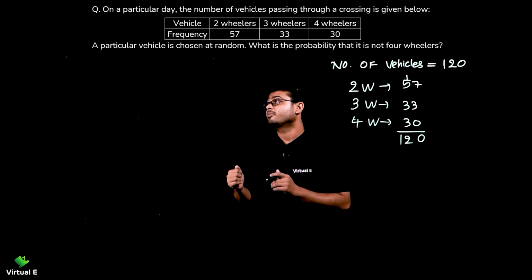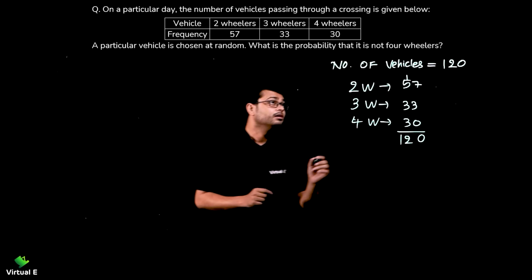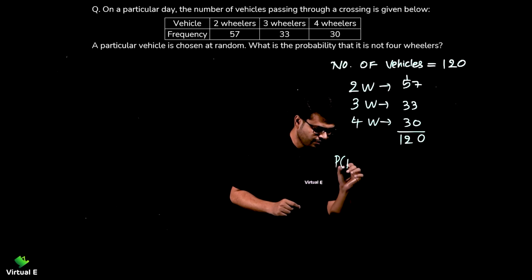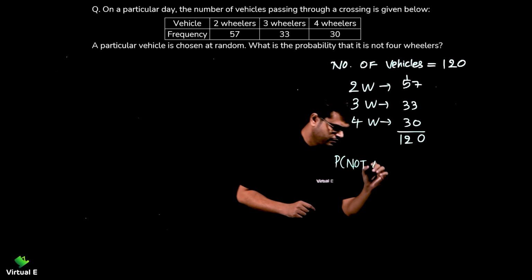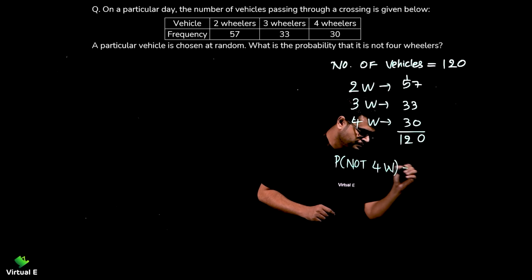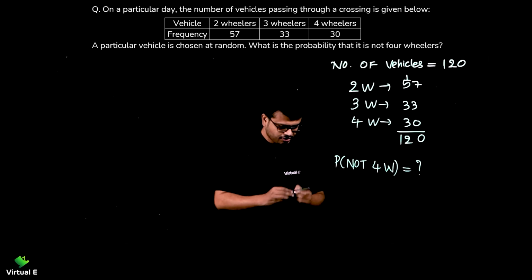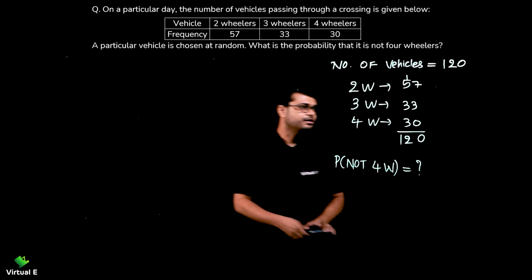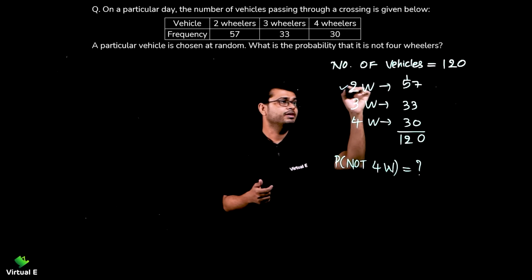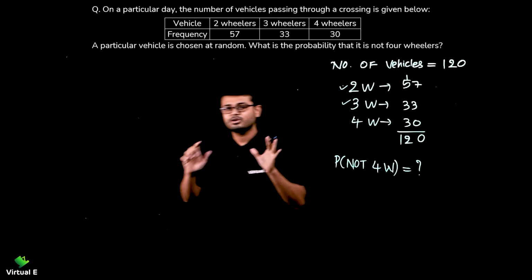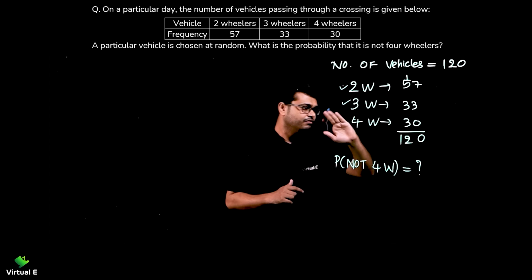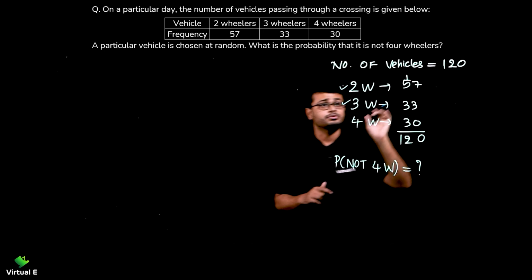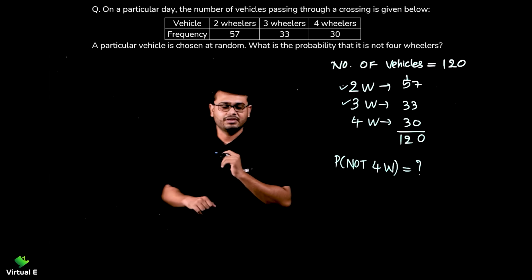Now we want to find the probability that it's not a 4-wheeler. If it is not a four-wheeler, then it will be what? A two-wheeler or a three-wheeler. That's very logical. If we don't take the four-wheeler, we are only supposed to take the two-wheeler and the three-wheeler.